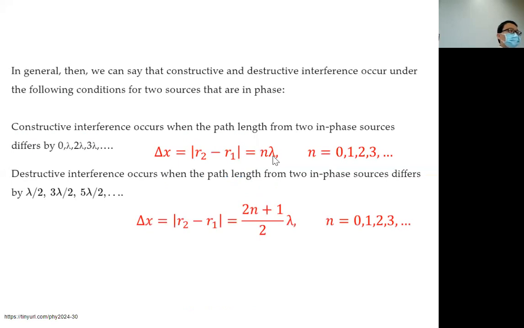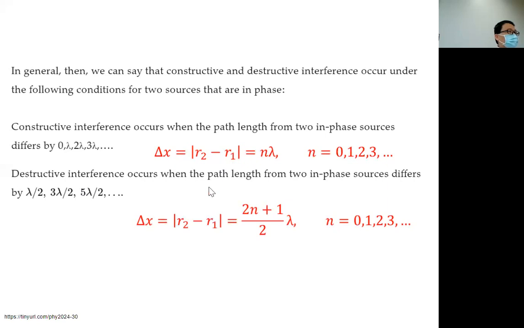So if the path difference is equal to integer numbers of lambda, then the phase difference due to the path difference will be a multiple of 2 pi, which means the two waves will add up. On the other hand, if the path difference is half of lambda, then the two waves will cancel out. That means destructive interference.